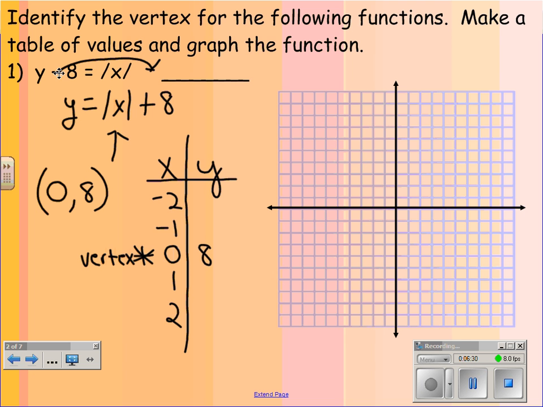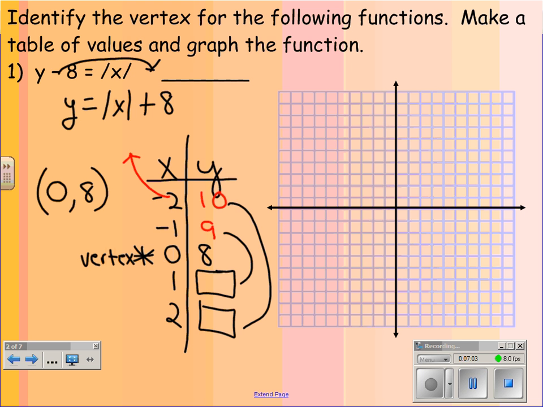When I substitute in a -1, the absolute value of -1 is 1. 1 plus 8 gives me 9. Now I'm going to do my -2 here. The absolute value of -2 is +2, because remember the absolute value means the distance from 0 on the number line, and so 2 plus 8 is 10. And we should expect these numbers to match. When I had a -1, I got 9, so that should be a 9 there. And when I plugged in -2, I had a 10. That should match, and that's a good indication that we've done this correctly.